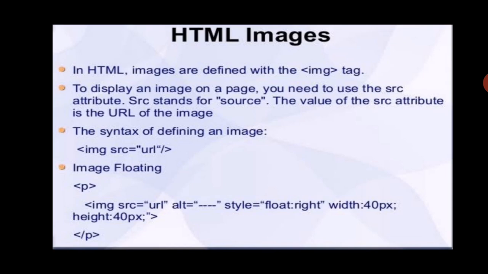Here images are defined with the img tag, and src means the source. To display an image on a page you need to use the source, which means the path. What is the actual path, where is the picture located? So we use this for the src attribute. src stands for source, and the value of the src attribute is the URL of the image, the path of the image, exactly we can say that.